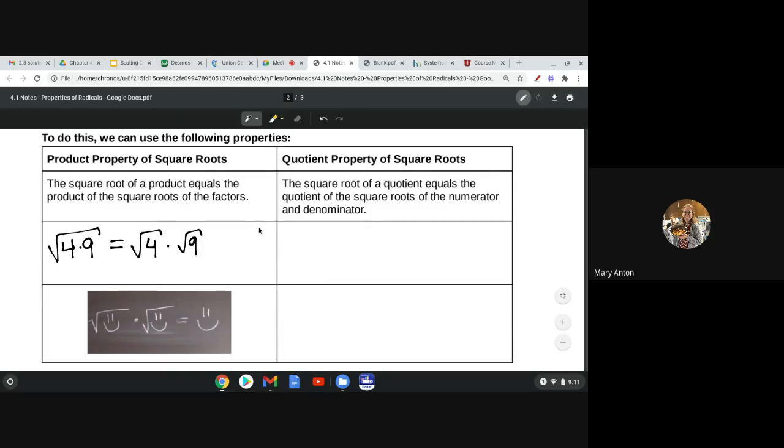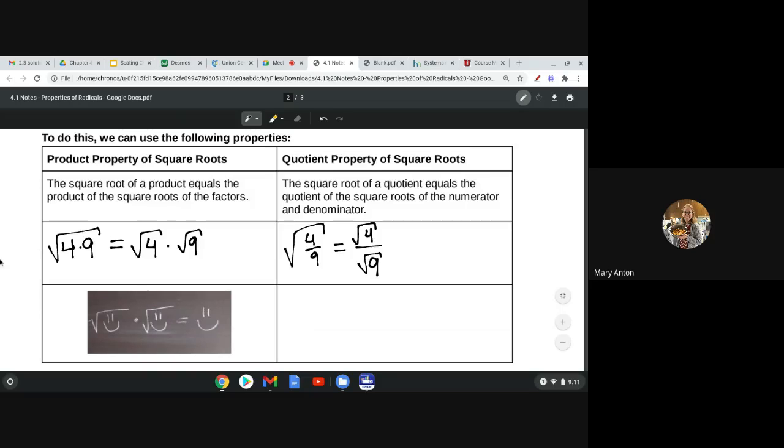All right, and then similarly, if you have things divided by each other, so if you have, for example, the square root of 4 over 9, this is the same thing as taking the square root of the numerator divided by the square root of the denominator, which you have seen before. Square root of 4 divided by the square root of 9. So you can break this apart. What questions do we have so far?